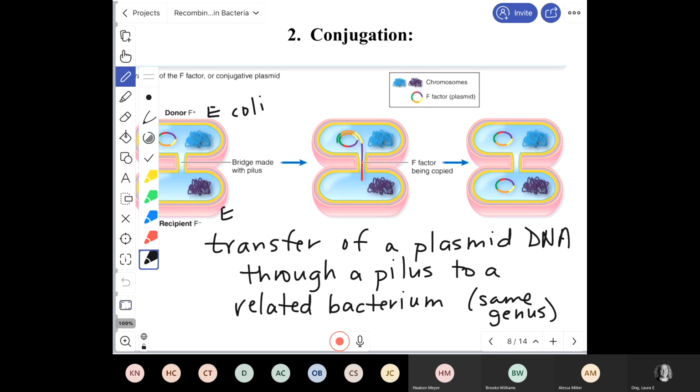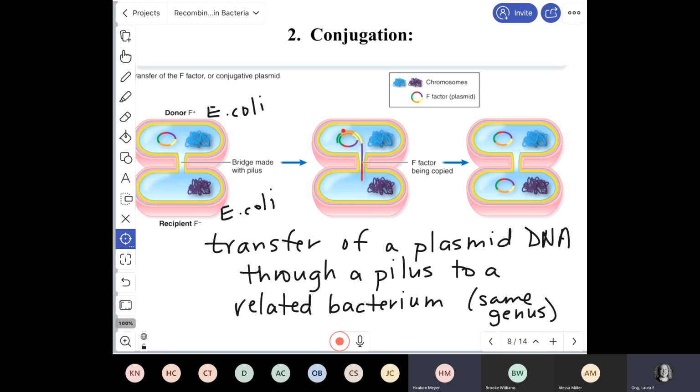And it was first discovered in E. coli too. So they have to be related to each other. They have to be able to make a pilus. And the only DNA that can go through the pilus is the plasmid.